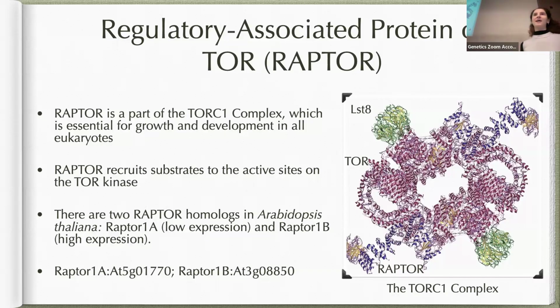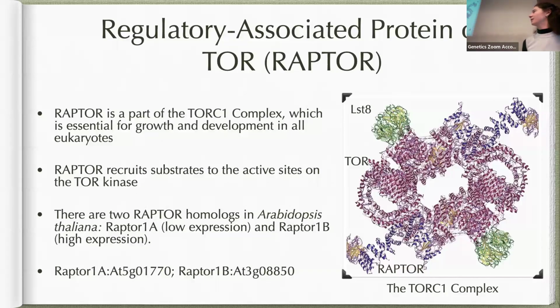TORC1, or the Tor complex, is essential for growth and development in all eukaryotes. That includes plants, mammals, amoebas, etc. Each piece of the Tor complex has its own part to play in how Tor functions. Tor is the active site. It's a kinase, didn't mention that. Raptor recruits substrates to Tor, and then LST8 maybe helps as a chaperone. It does some things. Not 100% clear, but it does things.